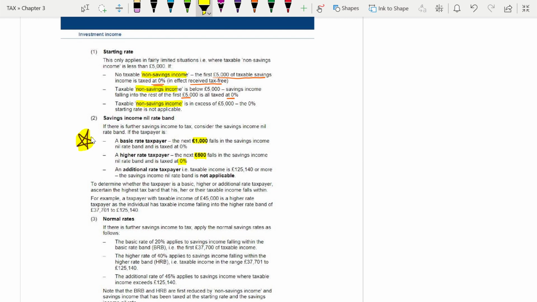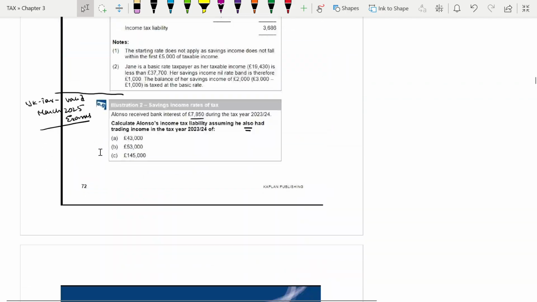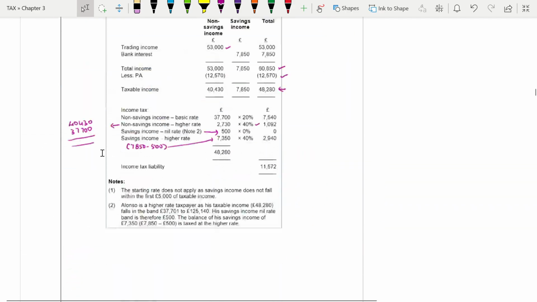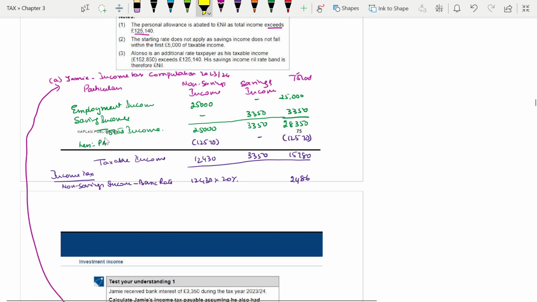He is a basic taxpayer. How much will he get? He will get a nil rate band. How much is the NRB? 1,000. Savings income, how much is the savings income? Nil rate band, NRB. How much? 1,000 times 0.